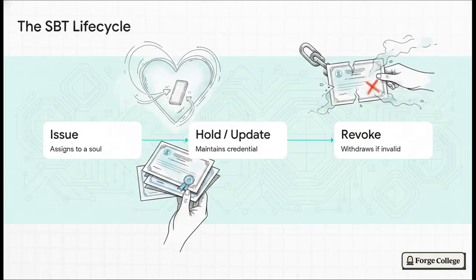And because it absolutely cannot be moved, an SBT's lifecycle looks vastly different from what we're used to. Instead of the standard mint, trade, burn cycle of regular NFTs, it revolves strictly around 3 steps: issue, hold or update, and revoke. The issuer grants it, you hold it, and if it turns out to be fraudulent or maybe it just expires, the issuer simply revokes it.